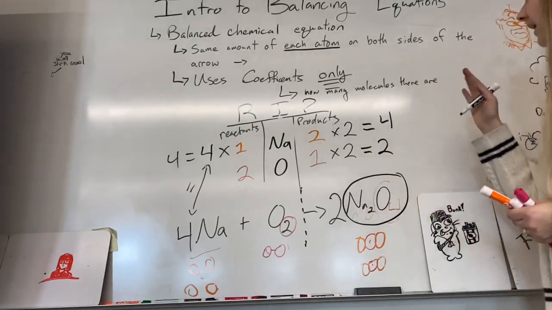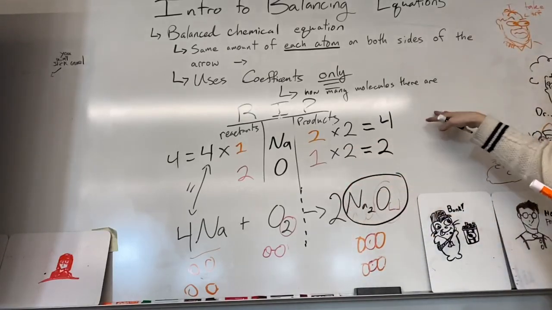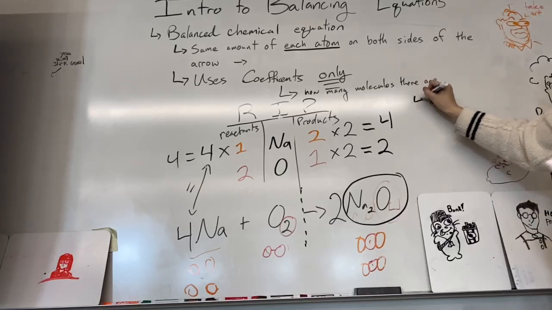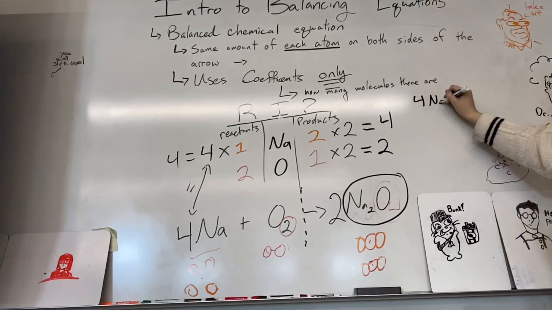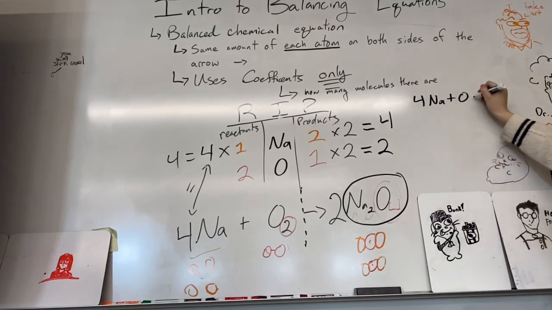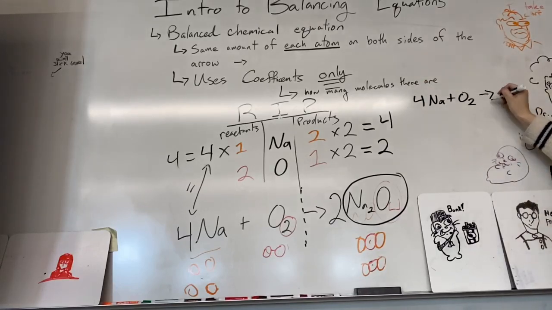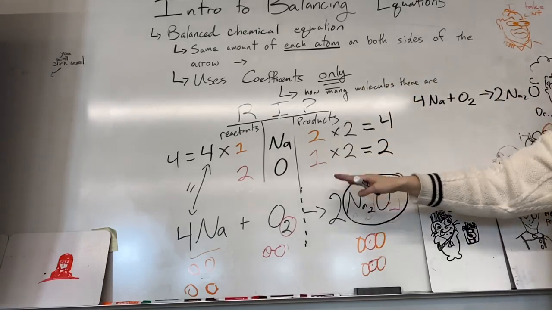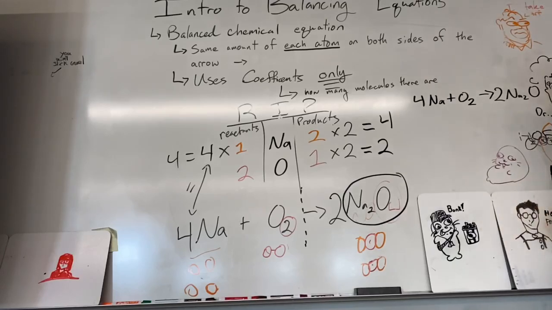Whew. I'm going to write the equation a little bit easier off to the side over here. We have 4 Na plus O2 turns into 2 Na2O. Whew. That was a lot of work. This is what a RIP table is. This is how we solve these questions.